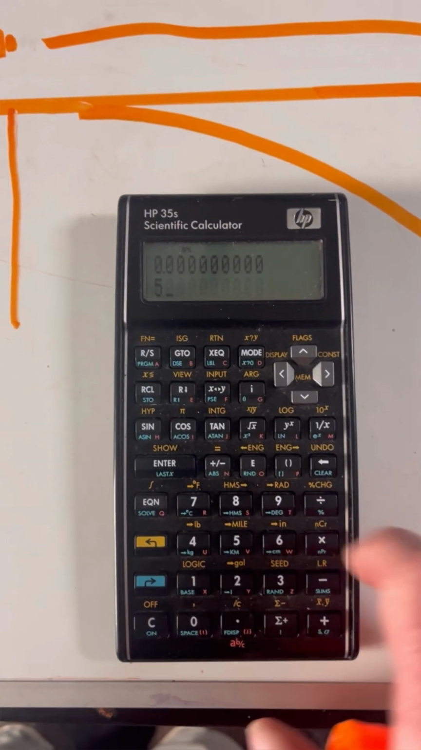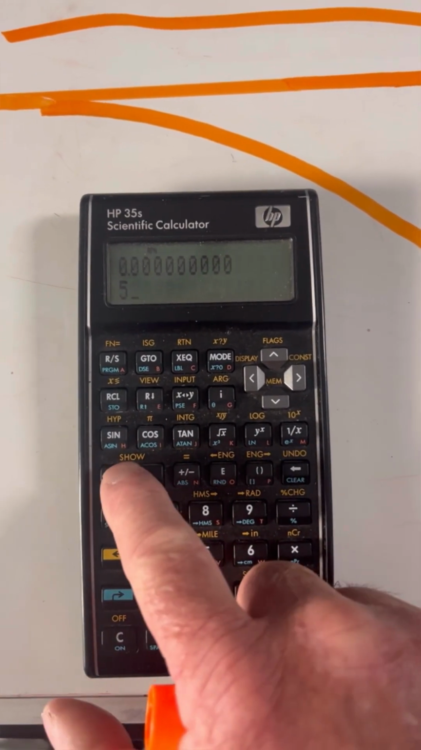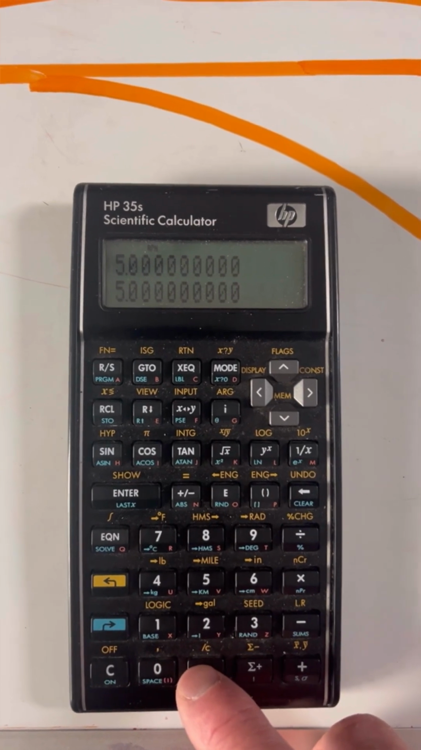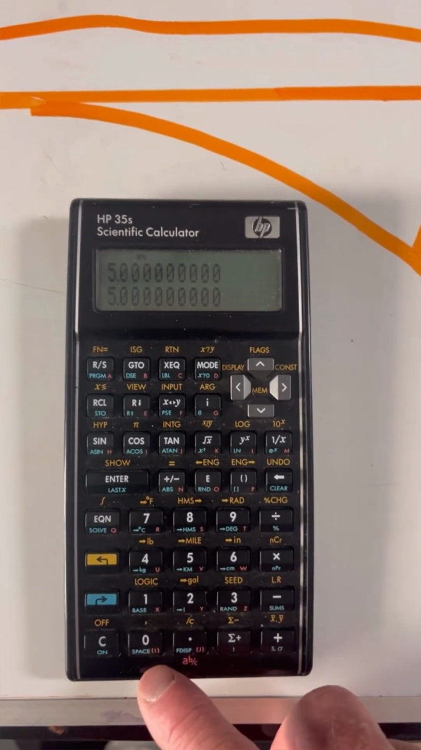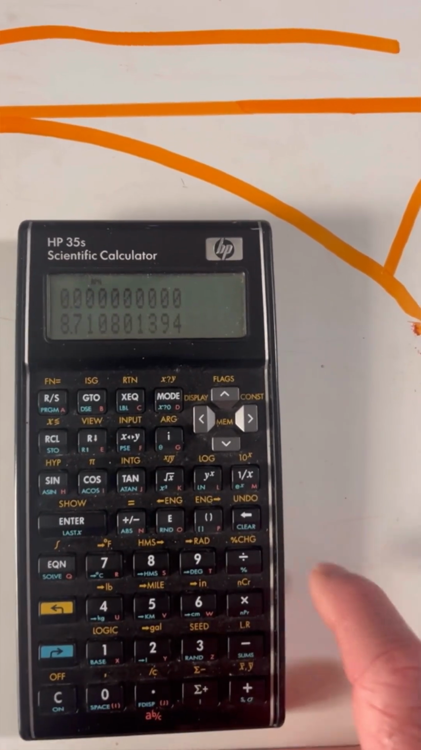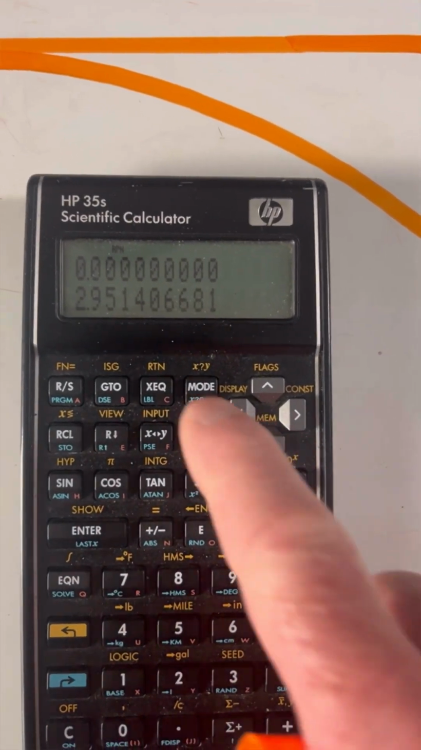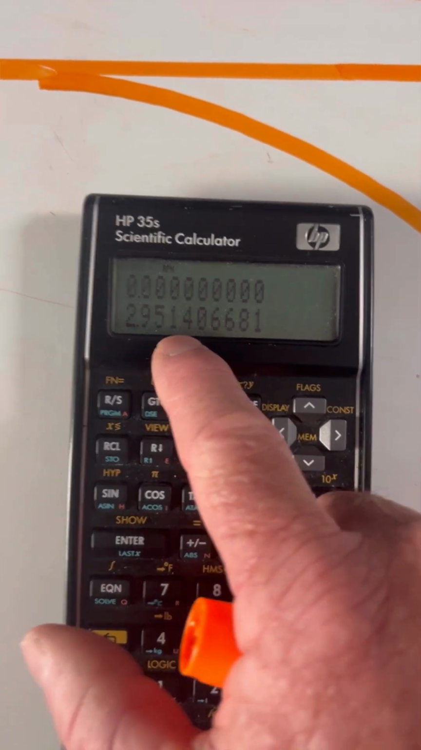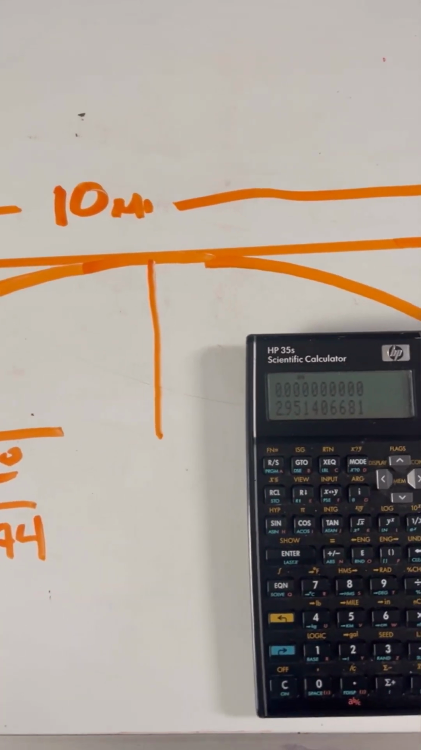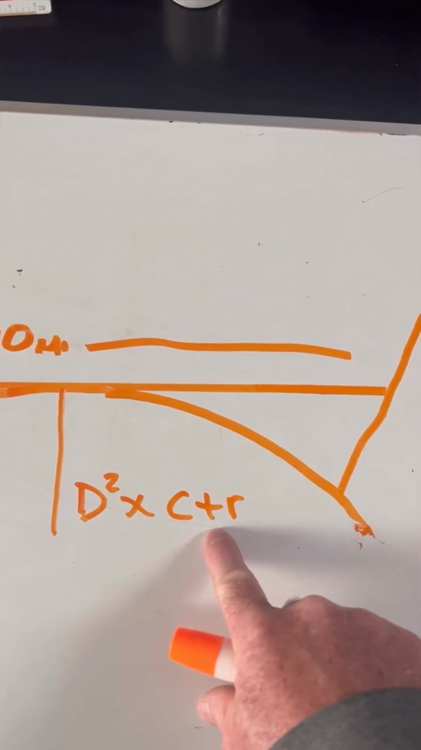So let's take our eye height of 5 feet, enter that in. Let's take our C plus R formula, our curvature and refraction correction, which is 0.574. Let's divide that, and take the square root of that. And that's what we have. This gets us from here to the horizon. Now we can address the other side here.